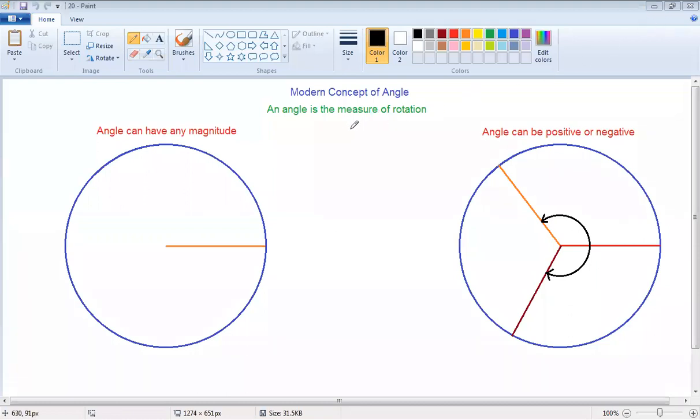So this is the new topic. Means the chapter is the same. We are doing trigonometry. In this is a new topic: the modern concept of angle. And angle is the measure of rotation in this concept.